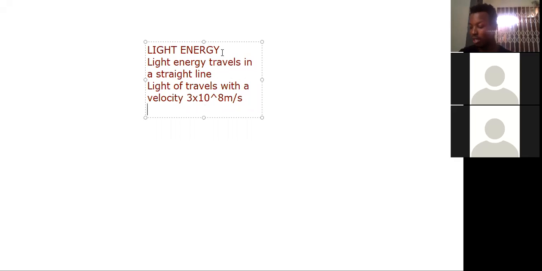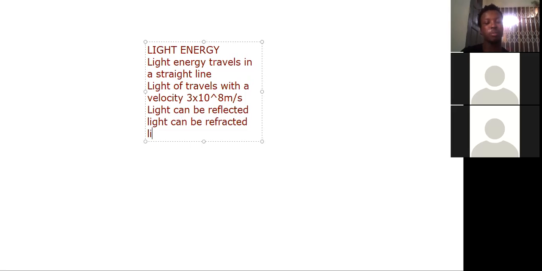We can also say that light energy can be reflected. We will discuss all these properties as time permits. Light energy can be refracted.